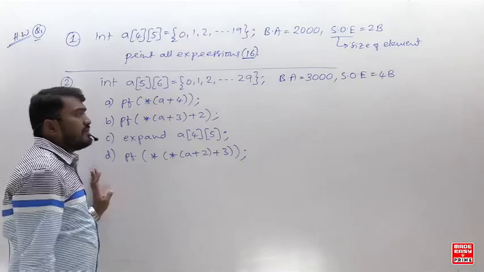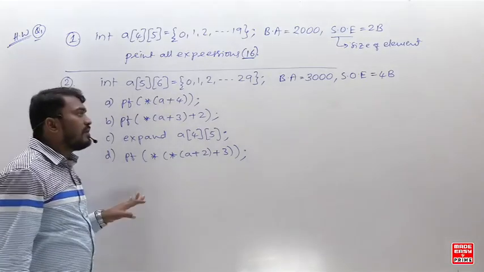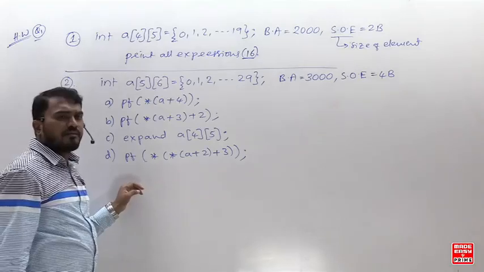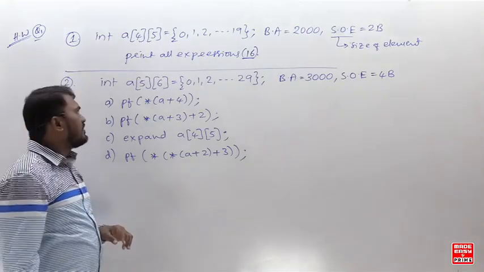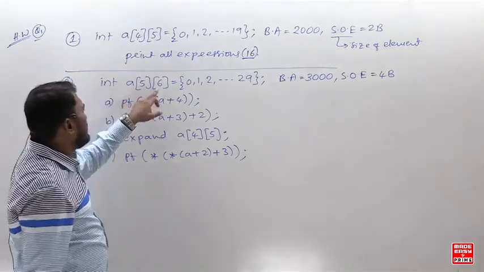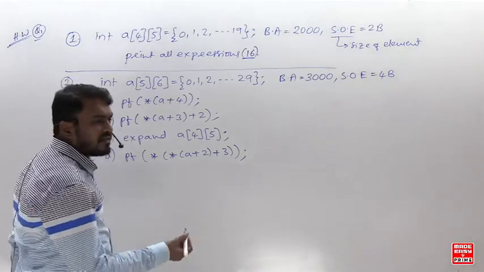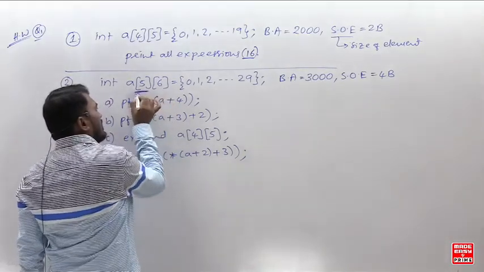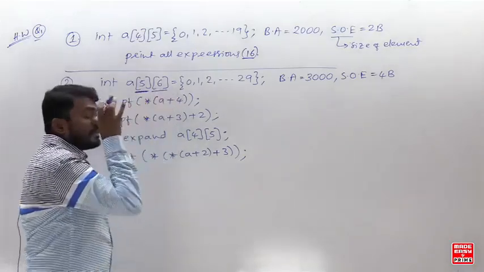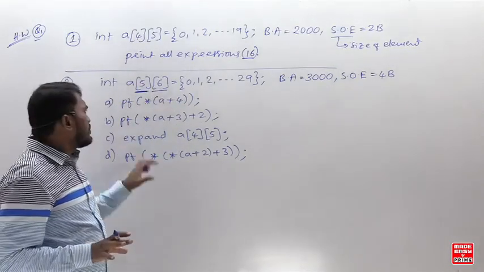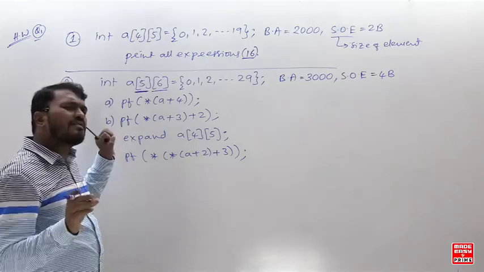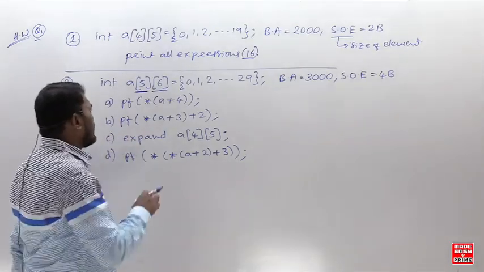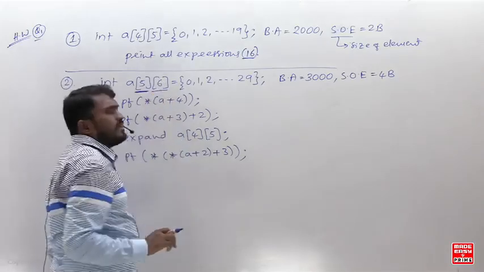But for the second question, you should not do anything except rough work. How are you going to make the rough work? Look here: int a[5][6]. Tell me what is the meaning of this. It means you have 5 one-dimensional arrays, each of size 6. You should not make a full diagram for the second one; a rough diagram is enough. You have 5 one-dimensional arrays, each of size 6.